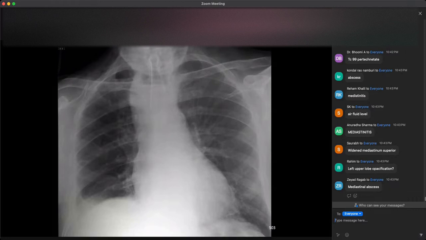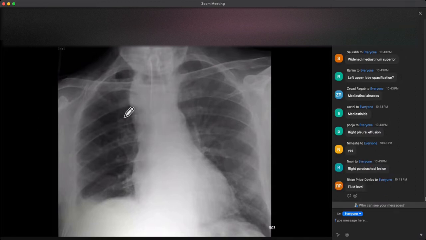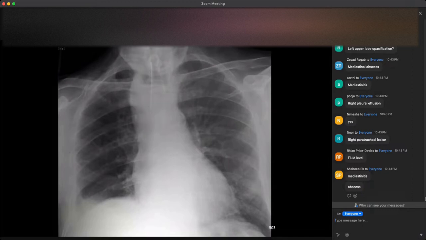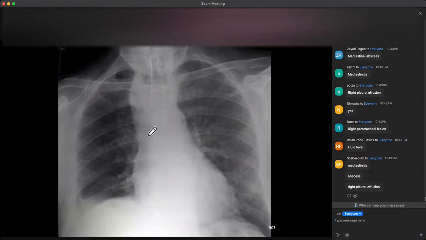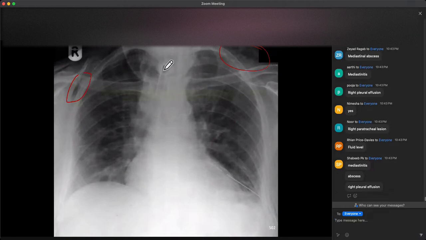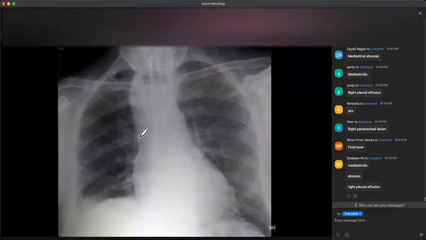Yes, we've got a widened superior mediastinum. Can you see a fluid level in that mediastinum? So we've got a fluid level here, widened mediastinum because we've got an abscess. And so what's happened is that during the emergency tracheostomy, an emergency tracheostomy is going to be less sterile than a planned tracheostomy. So the patient has somehow developed an infection, which has caused a mediastinitis, which has caused a mediastinal abscess, which you can see here.